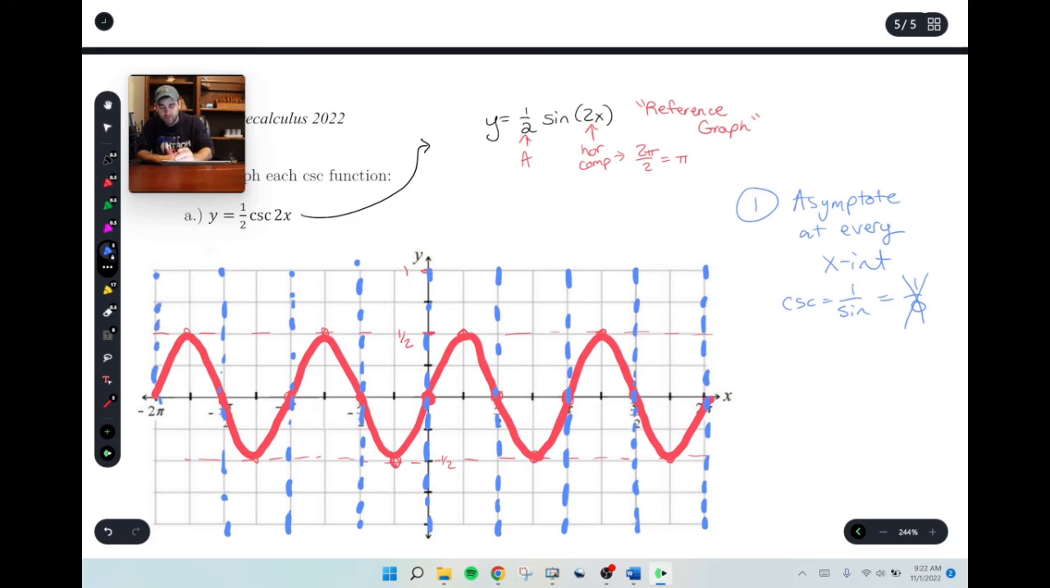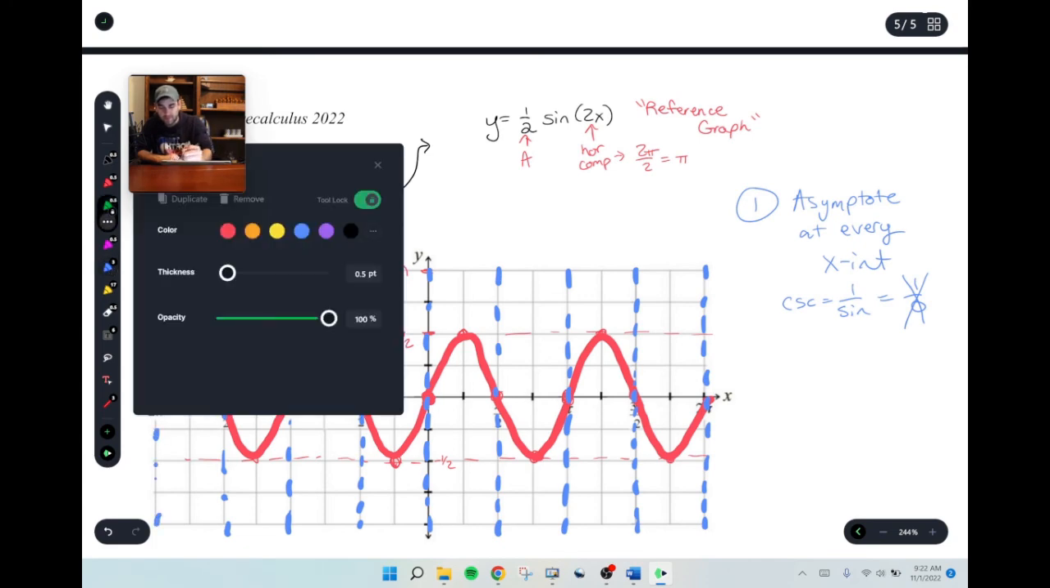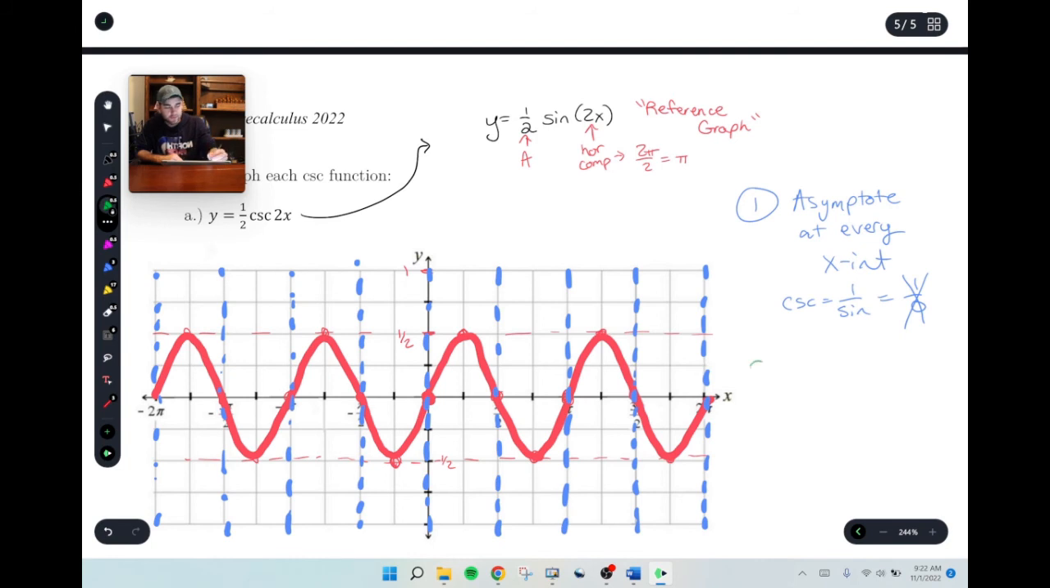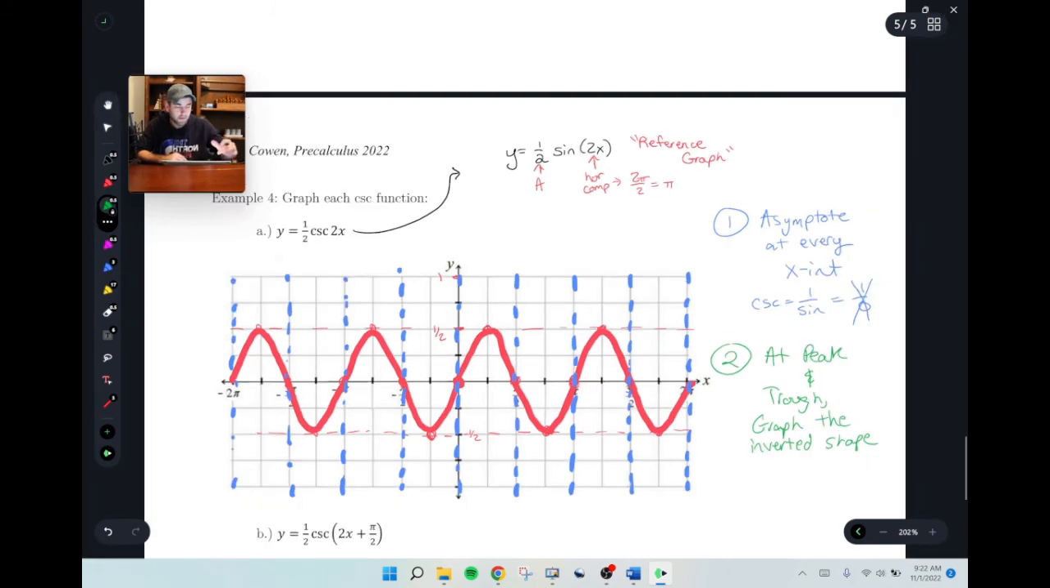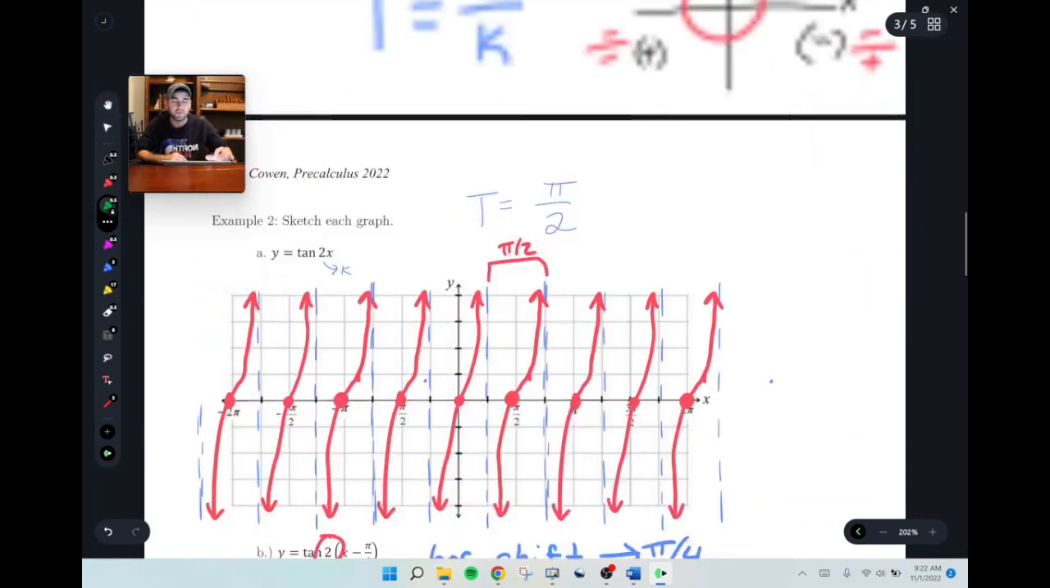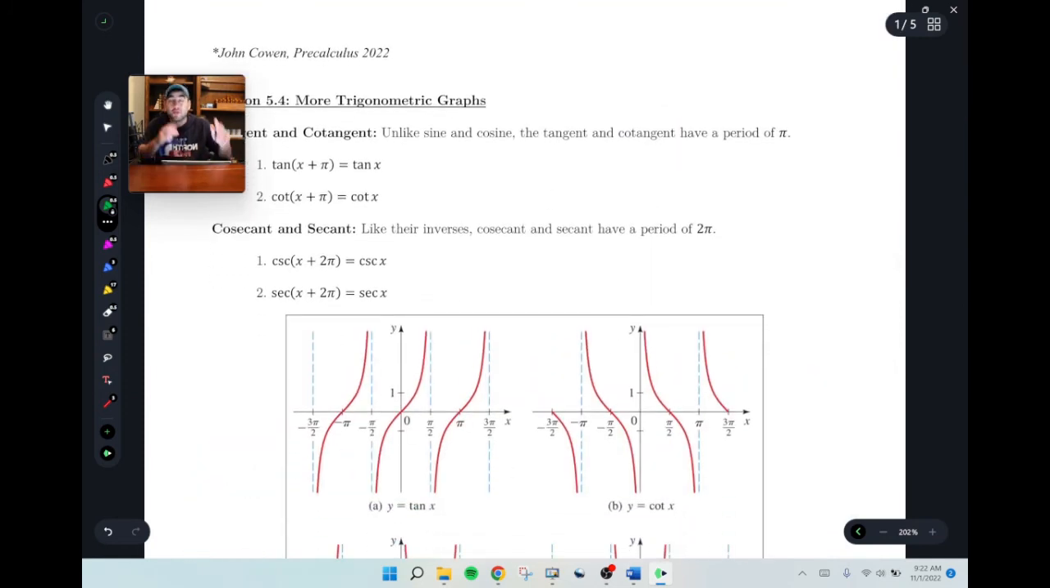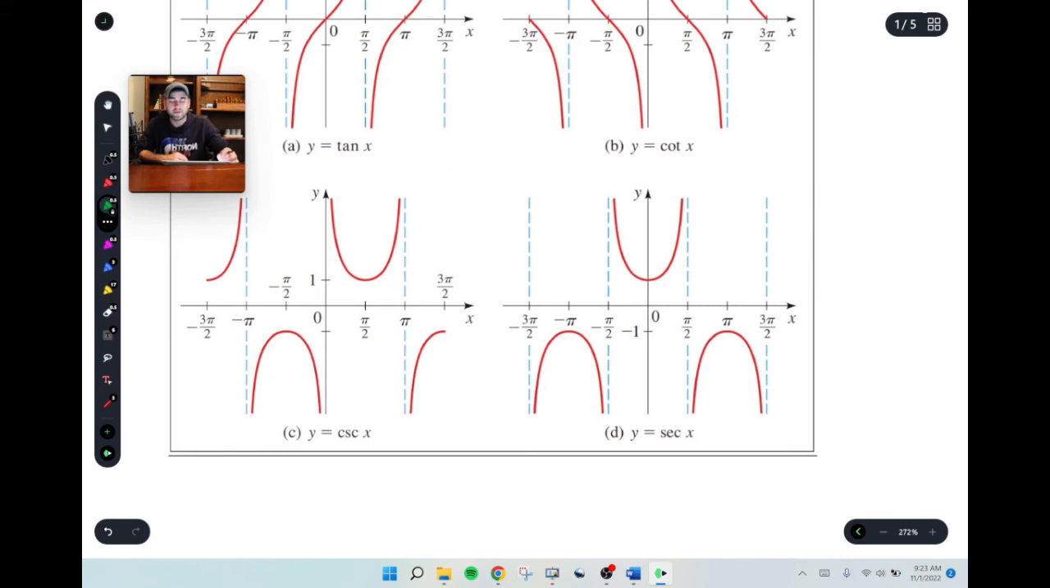Okay, so step 2. So that was the blue step. Now step 2 would be the green step. Green is good. So step 2 would be, at the peak and the trough, graph the inverted shape. And to learn the shape, let's go up and look at it, okay? At the peak and the trough, graph the inverted parabola-looking shape that is the crest of the wave. So if we look right here, boom, there is the inverted wave, right?